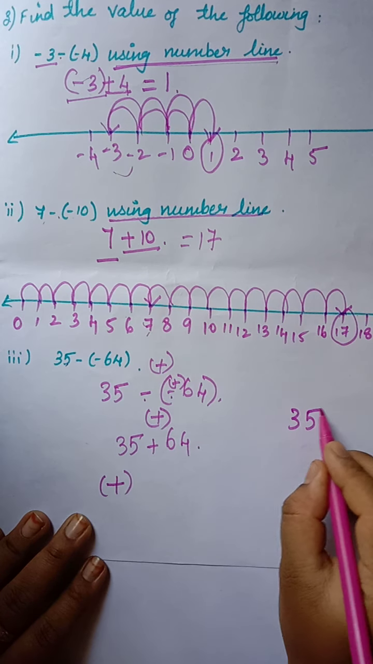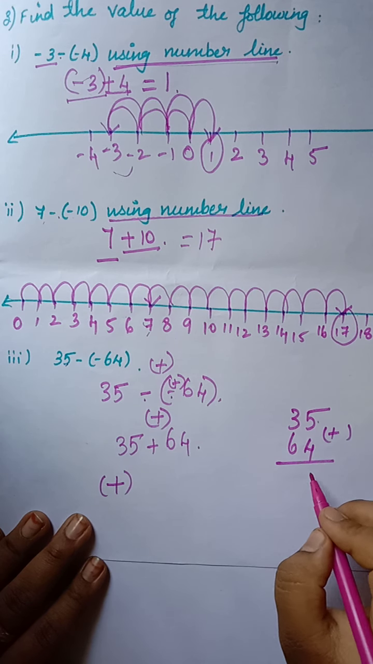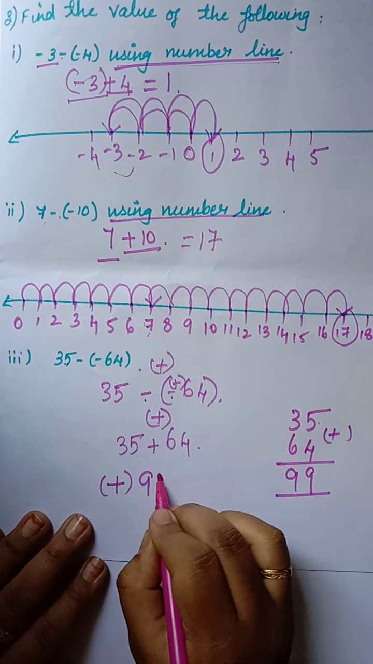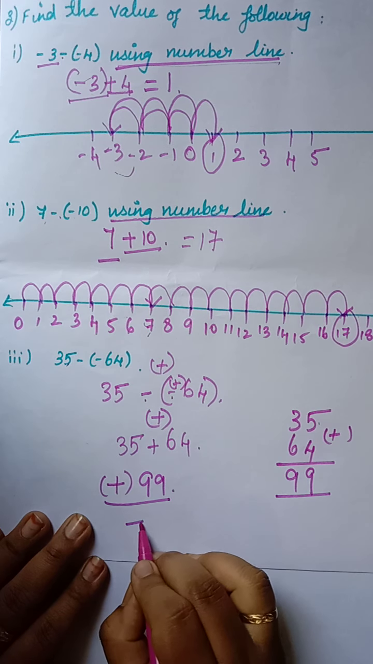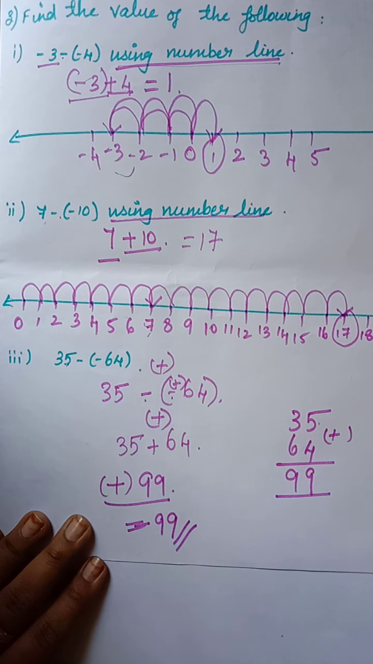So 35 and 64. While adding, 5 plus 4 is 9, 3 plus 6 is 9. So our answer will be 99, that is plus 99. We can simply write it as 99. Can you understand? So you have to do more and more sums using these types of rules.